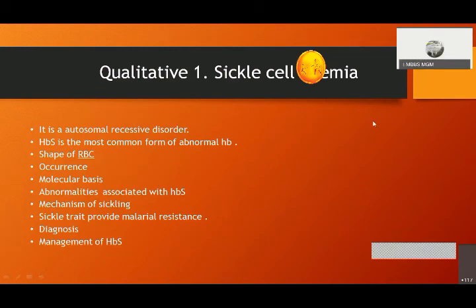First, we see the qualitative, in which there is a defect in the structure of the hemoglobin, which leads to diseases like sickle cell anemia. Sickle cell anemia is an autosomal recessive disorder, and it is the most common form of abnormal hemoglobin. We will see this disease under the following headings: shape of RBC, its occurrence, molecular basis, abnormality associated, its mechanism, how the sickle trait provides malarial resistance, its diagnosis and management.